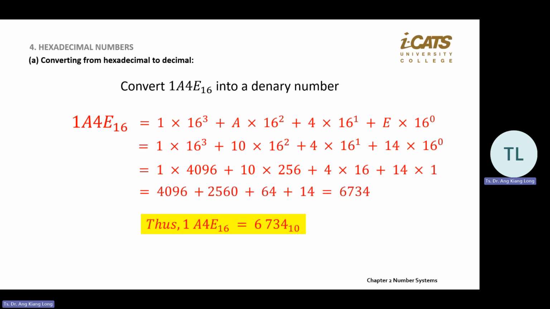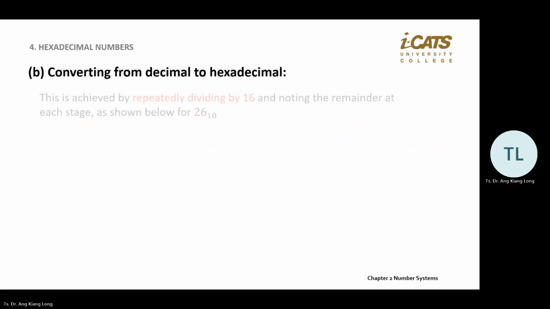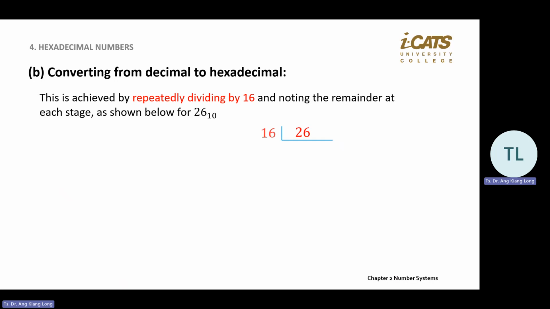Okay, denary number means base 10. Denary number means base 10. So if you convert decimal to hexadecimal, also divide. If he asks you to convert something to decimal, divide by 16. To convert decimal to binary, divide by 2. To octal, divide by 8, and so on. So let's say 26. As long as you divide until you get 1, you stop there.